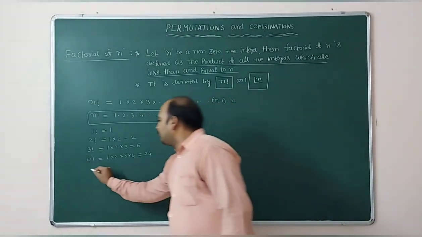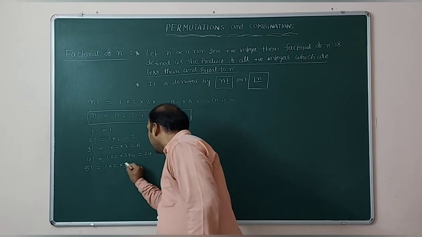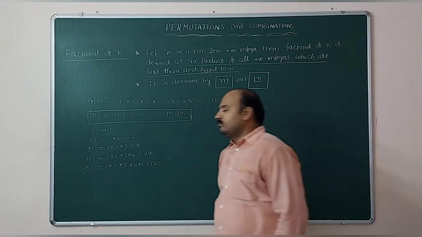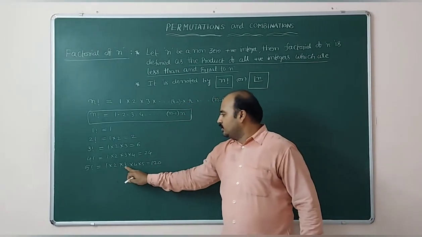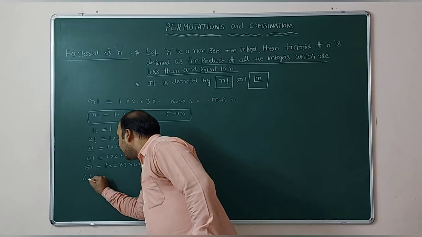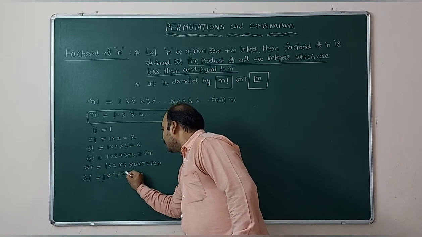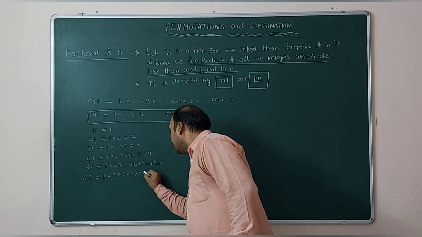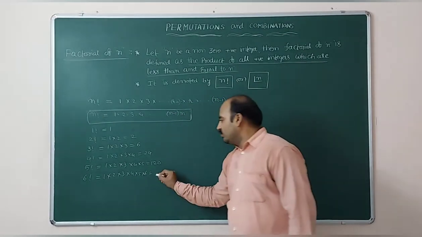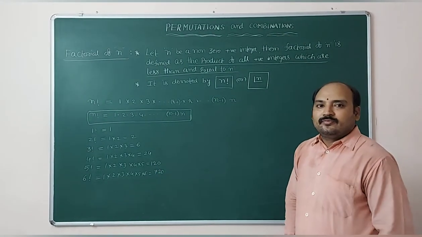If we want to calculate 5 factorial, the product of first 5 terms, 1 into 2 into 3 into 4 into 5, 120. So 6 into 20, 120. If you want to calculate 6 factorial, the product of first 6 terms, 1 into 2 into 3 into 4 into 5 into 6. Till here 120, 120 into 6, 720. This is the way you can calculate it.